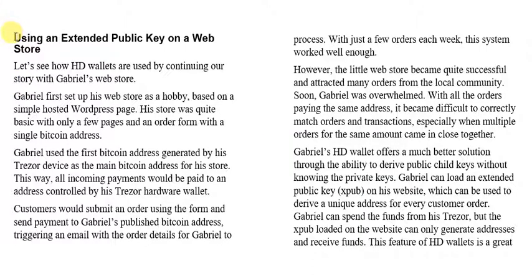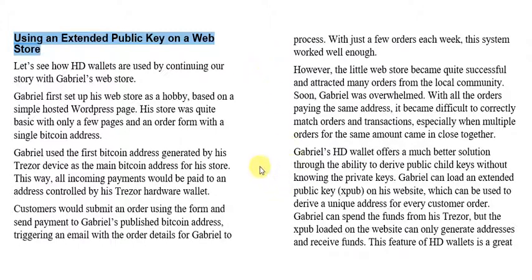Let's see how HD wallets are used by continuing our story with Gabriel's web store. Gabriel first set up his web store as a hobby, based on a simple hosted WordPress page. His store was quite basic with only a few pages and an order form with a single Bitcoin address. Gabriel used the first Bitcoin address generated by his Trezor device as the main Bitcoin address for his store. This way, all incoming payments would be paid to an address controlled by his Trezor hardware wallet.